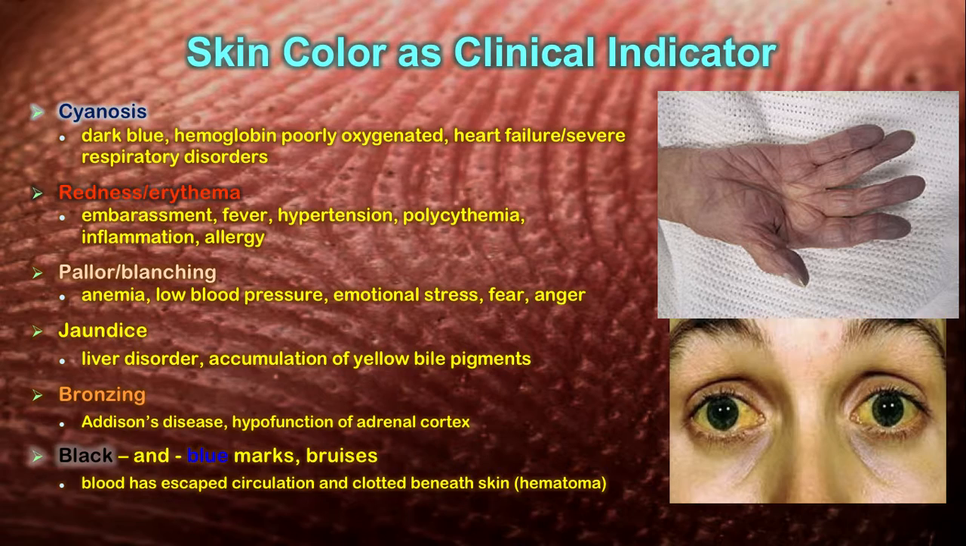And then finally, I know this one is just going to surprise all of you. Black and blue marks, or bruises. What causes that is the blood has escaped the circulatory system and clotted beneath the skin. So another name for a bruise is a hematoma. It's just that collection of blood that's clotted under the skin. So skin can be a good predictive indicator when we are diagnosing things.